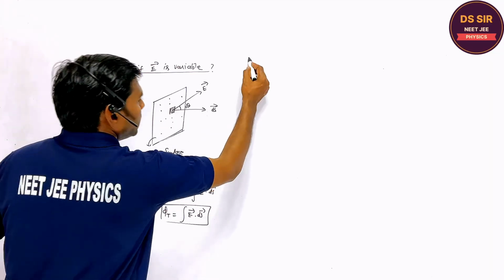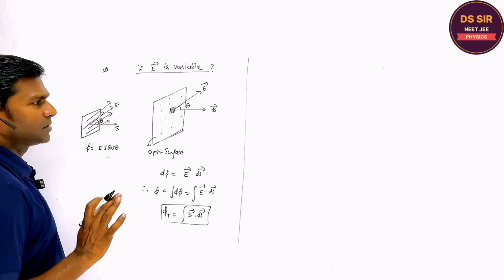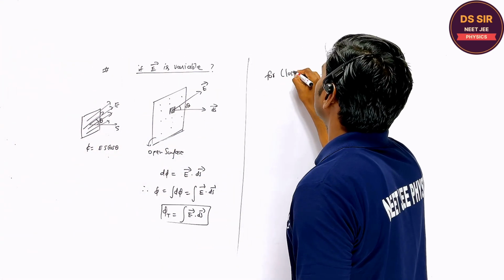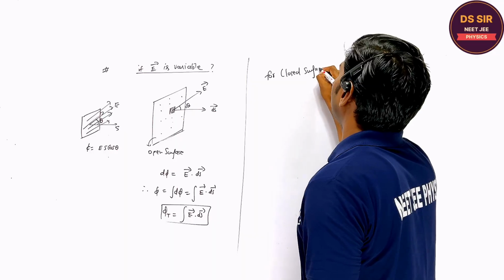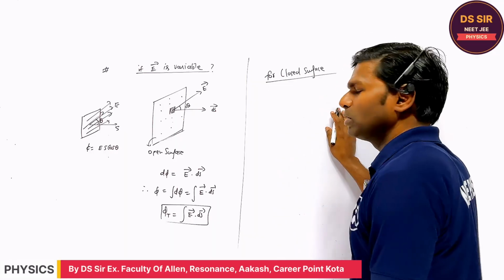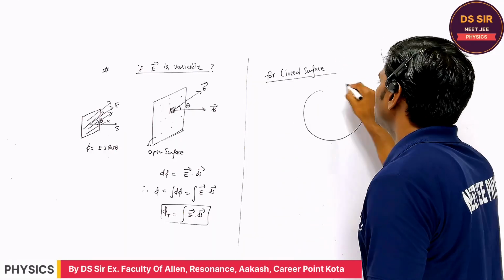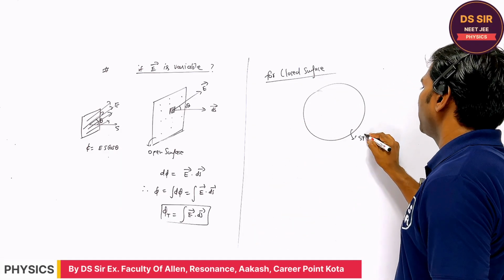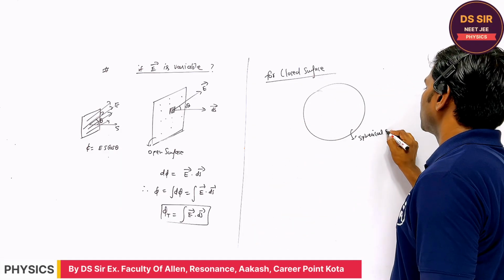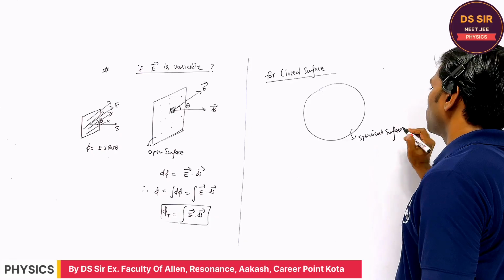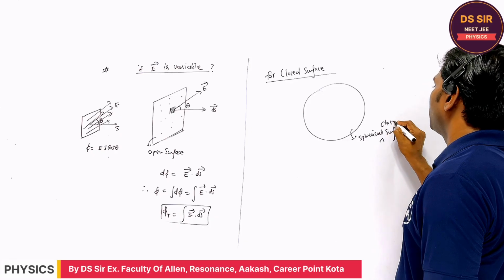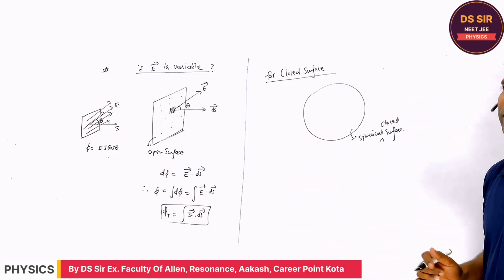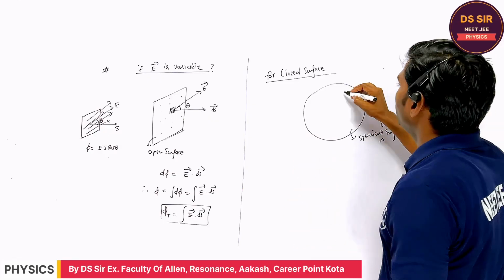Listen to one more thing. This is the open surface. Now for a closed surface, suppose this is the spherical surface, right? This is the spherical closed surface, and the electric field is different at different points. Suppose, so what will you do?